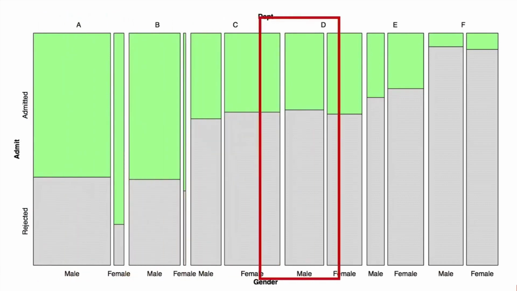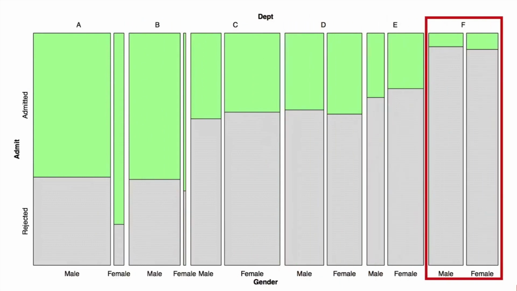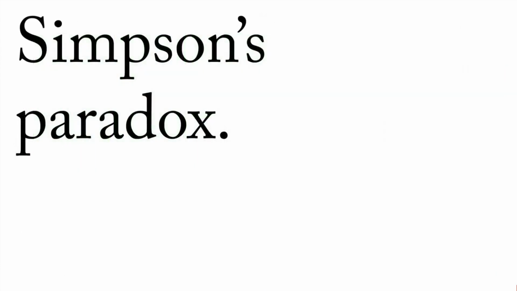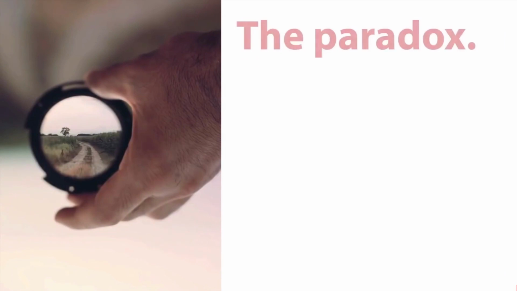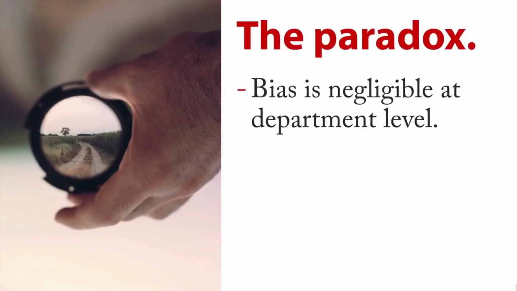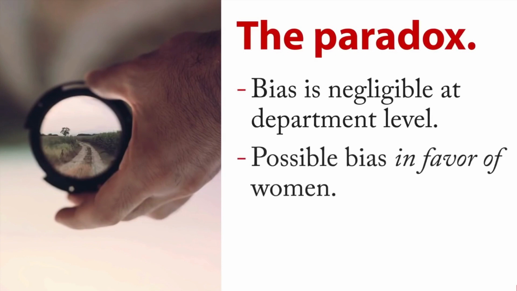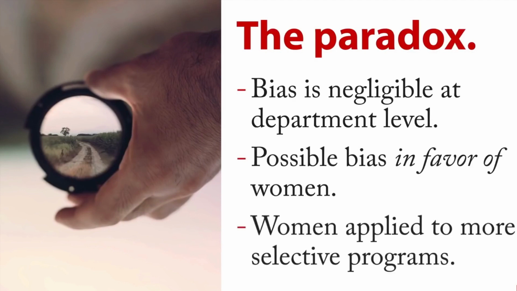And the same is true for B. And the same is true for D. And the same is true for F. And so this is a very curious set of responses, and it's something that requires explanation. Now in statistics, this is known as Simpson's paradox. But here's the paradox. Bias may be negligible at the department level. And in fact, as we saw in 4 of the departments, there was a possible bias in favor of women. And the problem is that women applied to more selective programs with lower acceptance rates.